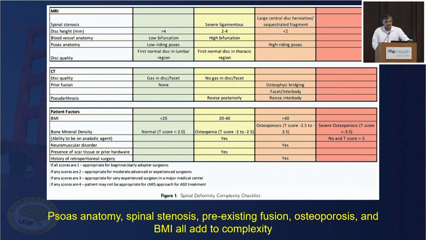Some of these have pre-existing fusion. Many patients have osteoporosis, and at our shop now, the ortho and neuro folks are working very well with the endocrine folks to try to identify the osteoporosis and treat it with teriparatide or other medications before we ever get to the OR. And then you have to think about BMI. Not such a problem in Northern California, but it is a problem in other parts of the country.